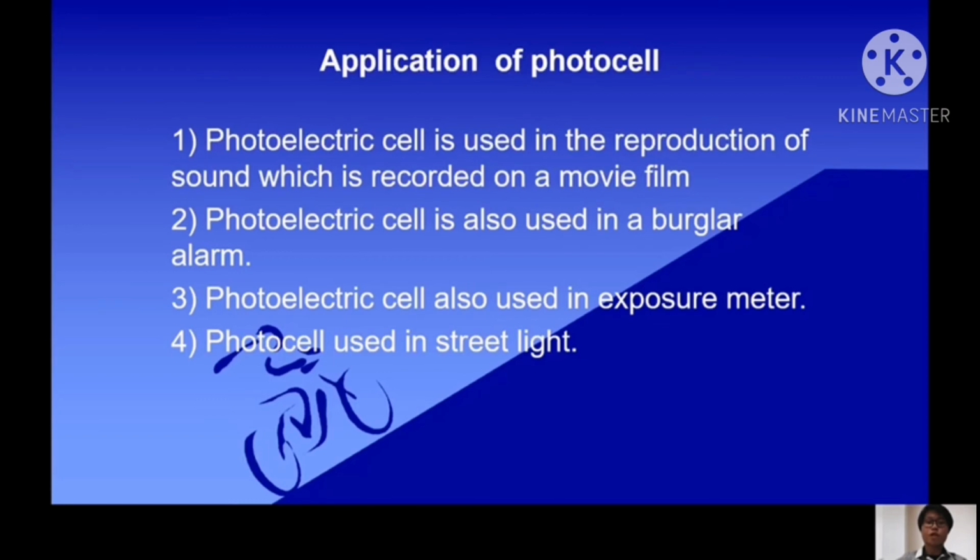If deflection in the millimeter is small, the photoelectric current is small. It indicates that the intensity of light is small. Thus, the exposure time should be more. If deflection in the millimeter is large, the photoelectric current is large. It indicates that the intensity of light is more, so the exposure time should be less.